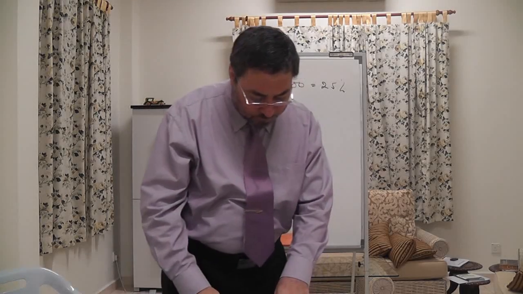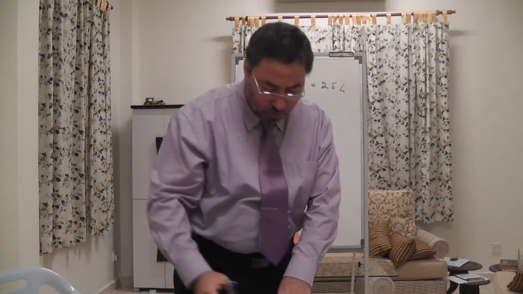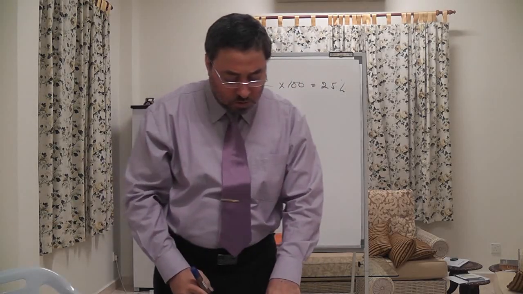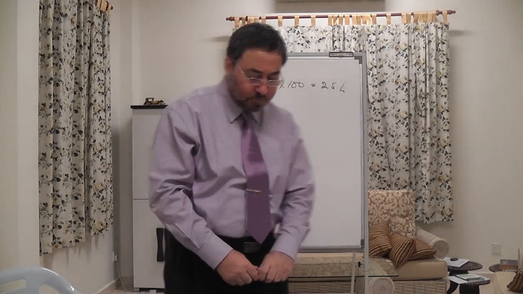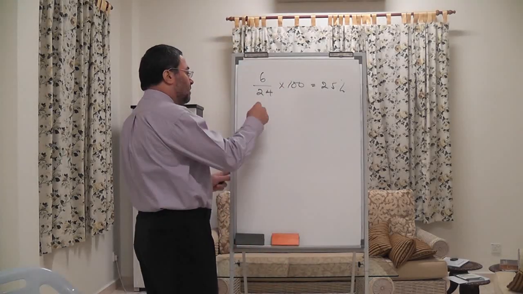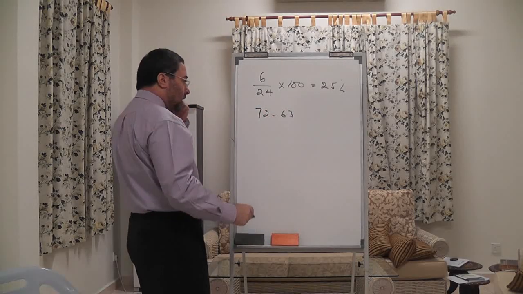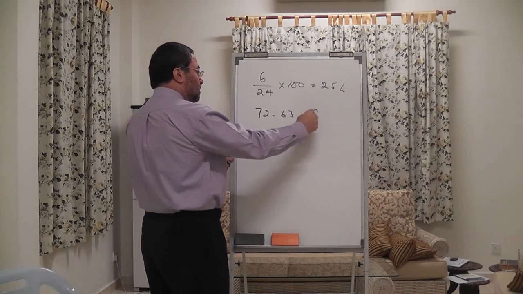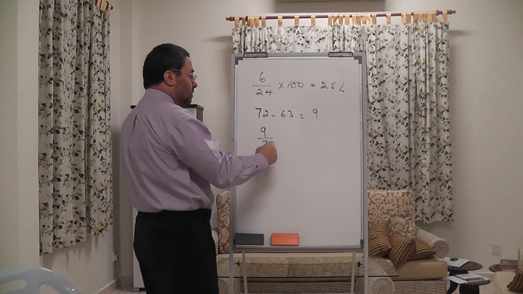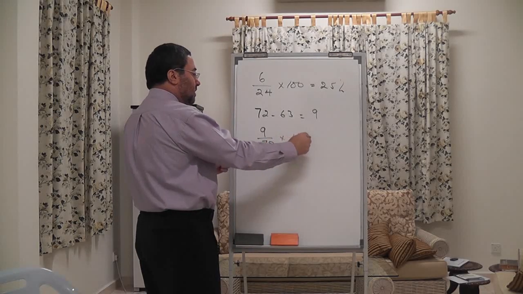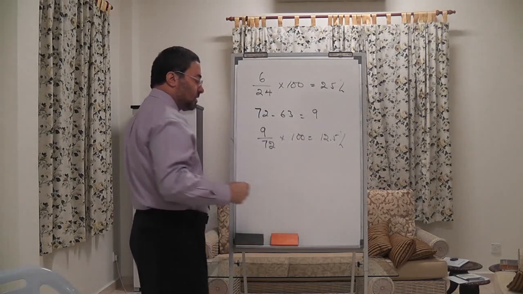Next is number 24. The price of a stock dropped from $72 a share to $63 a share. What was the percent decrease in price? Here we have the drop from 72 to 63, and that's $9. And we are comparing 9 to 72, and that's times 100, and that's 12.5%.